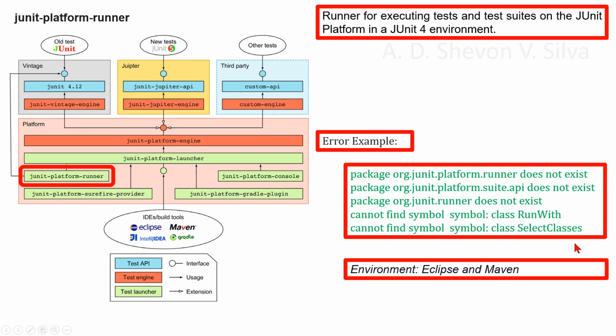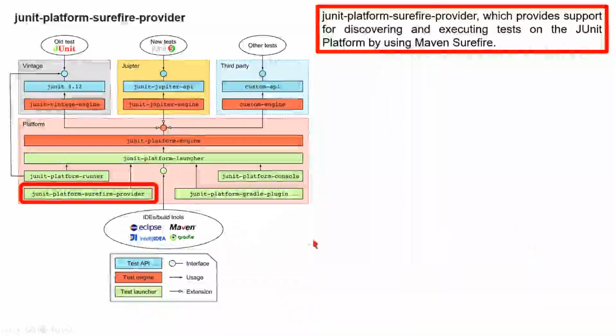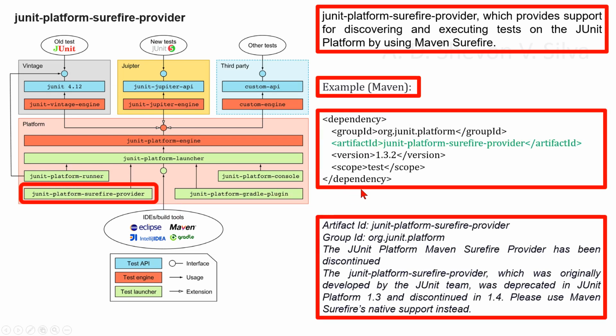Now we are focusing on JUnit platform Surefire provider. JUnit platform Surefire provider provides support for discovering and executing tests on the JUnit platform by using Maven Surefire. As an example in Maven, we can consider this one. Artifact ID JUnit platform Surefire provider, the group ID org.junit.platform.